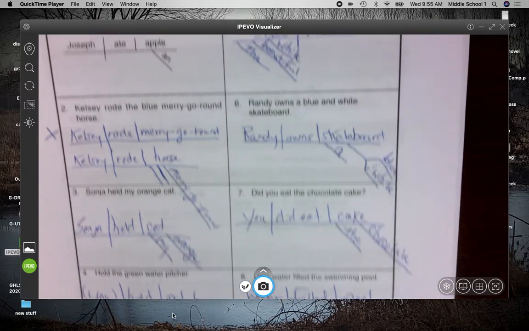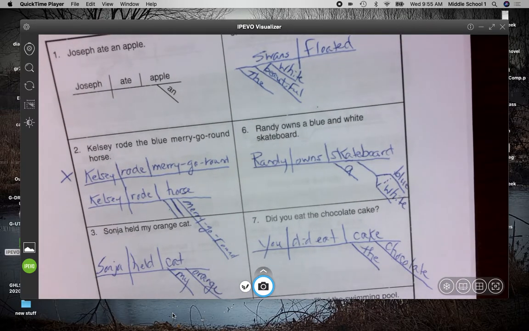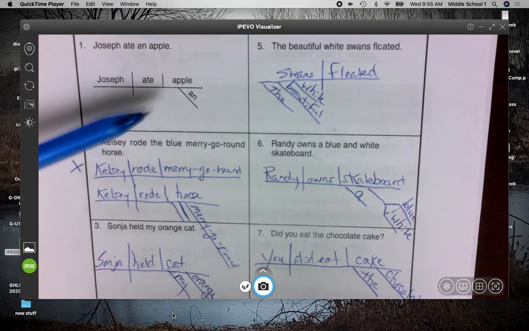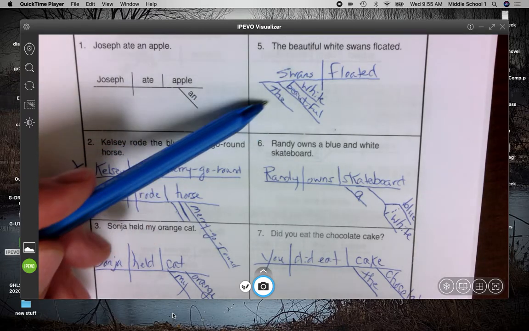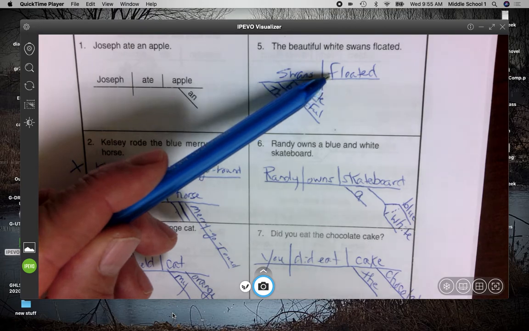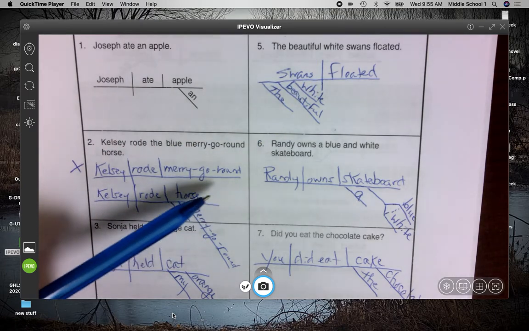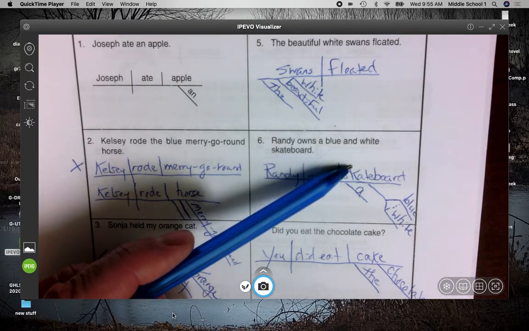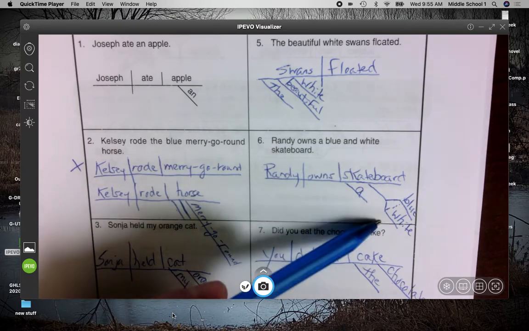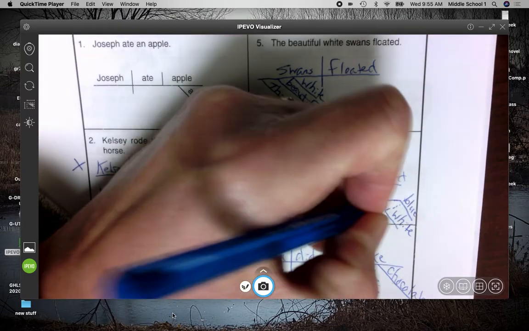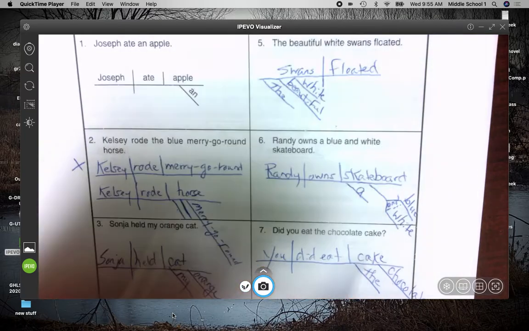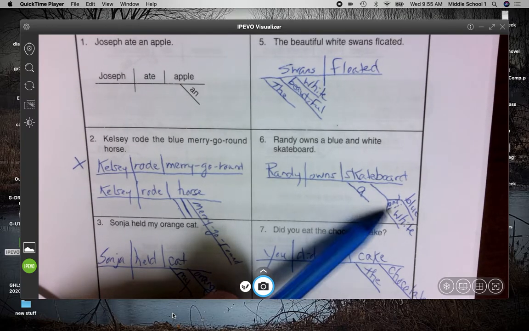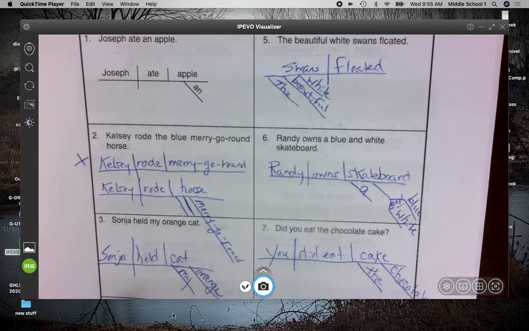In sentence number 5, I have modifiers for the subject. The beautiful white swans is the subject. 3 modifiers, and then a verb, floated. Sentence 6, Randy owns skateboard. What kind of skateboard? A white and blue skateboard. And again, I don't want to forget that I need to insert my conjunction here for the compound adjectives.